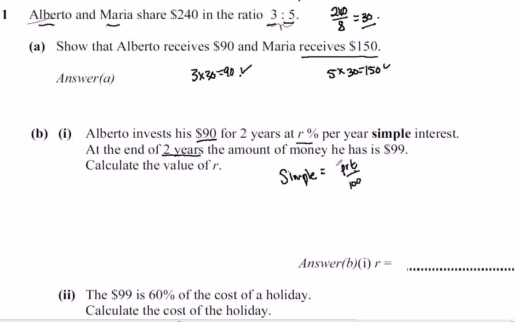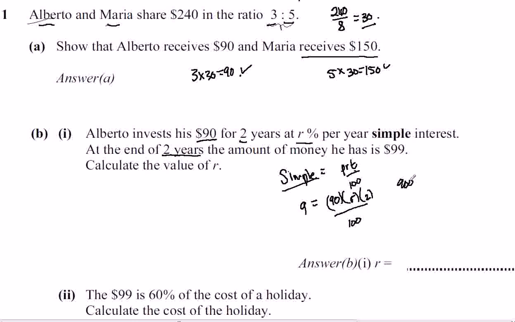And we should know that this formula just gives you the interest earned, not actually how much he has in total after he's earned the interest. So if he put $90 in at the start and he gets $99 in total at the end, that means he earned $9 simple interest. So the simple interest he earned was $9, which is equal to, he put $90 in as the principal at R% for a time period of 2 years over 100.